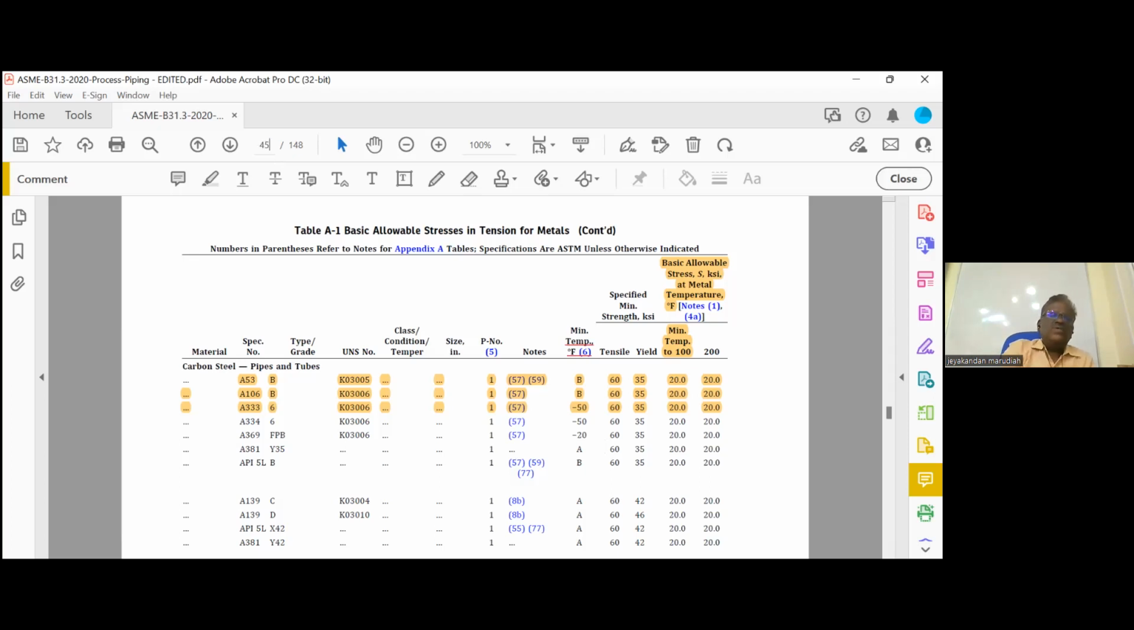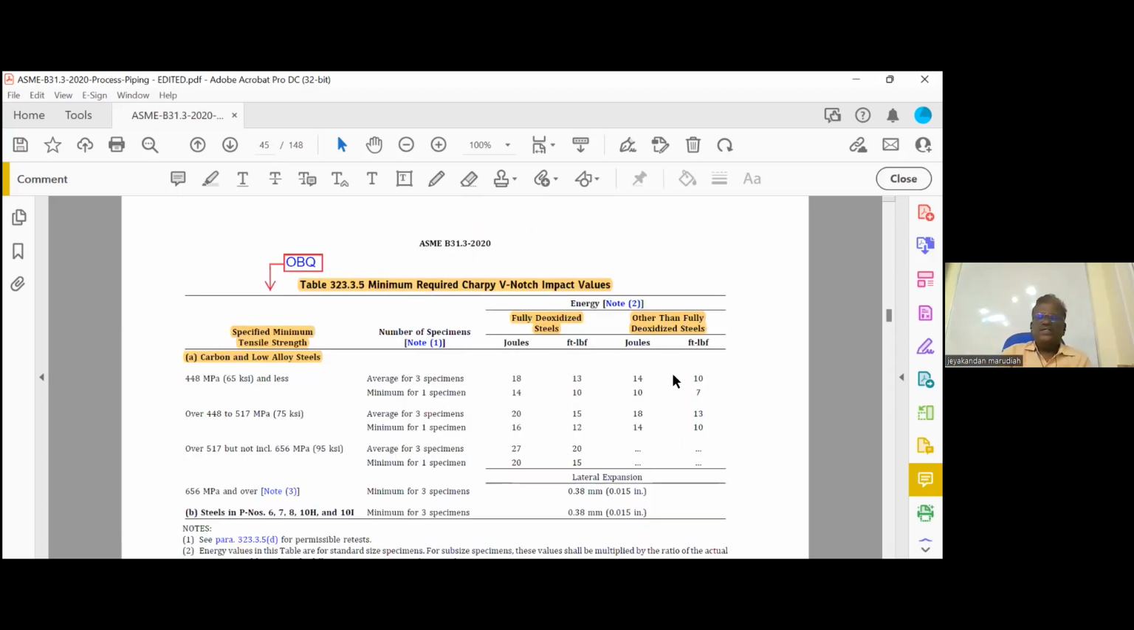So let us work with that only. Let us take other than fully deoxidized, because I didn't mention any deoxidization. So for other than fully deoxidized, what should be the average value? 10, minimum 7. Now for more than 65 and up to 75, it should be 13 and 10, and more than 75 up to 95, fully deoxidized only has the impact value. Other than fully deoxidized, there is no impact value. So we have to go for lateral expansion actually. Okay, that is not important for us. So let us work on this. In our case, it is 10 and 7.